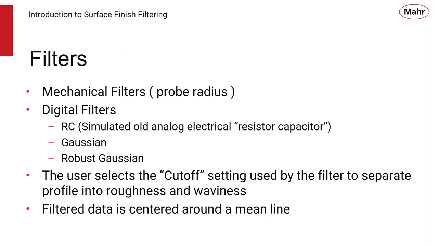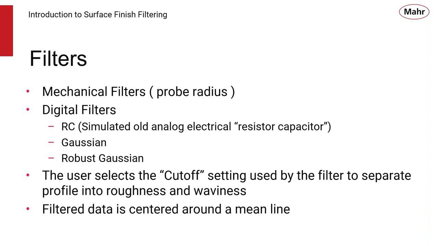Now, there are different types of filters. When we talk about the probe going over the part, well, that's a mechanical type of filter, and there are different radii of the probes. There's a 2 micron and a 5 micron, different types of radius, and they'll filter the profile or the roughness a little bit differently. And there's really nothing you can adjust with that. You get what you get based on that probe.